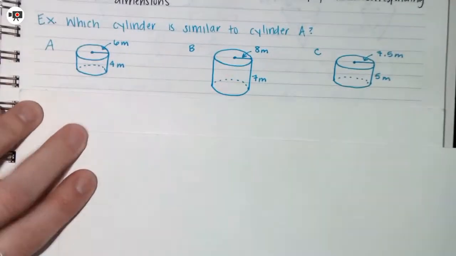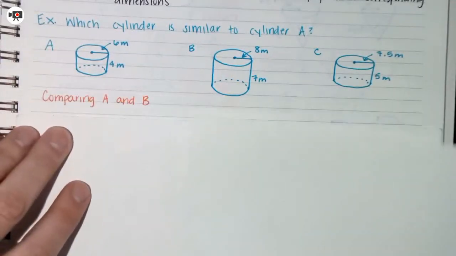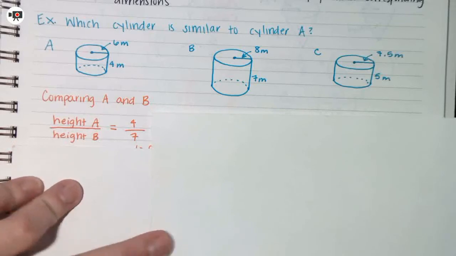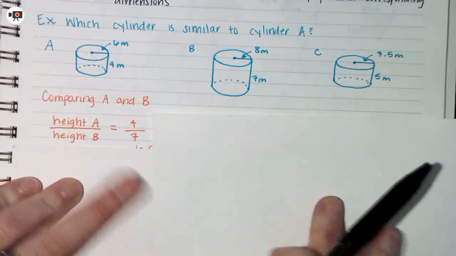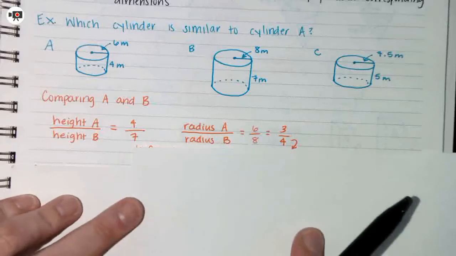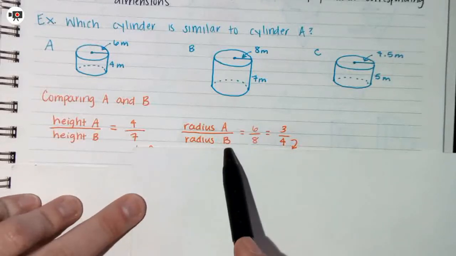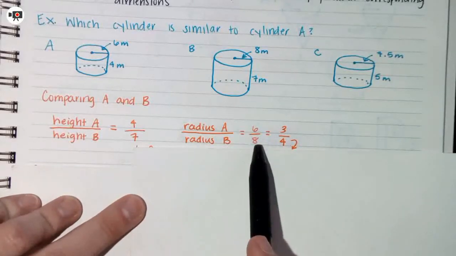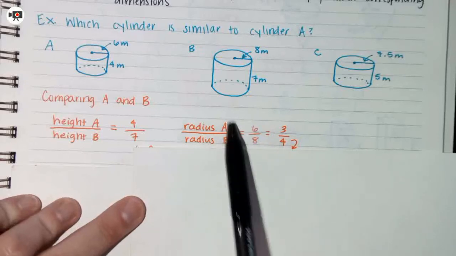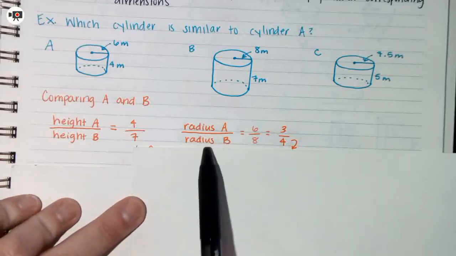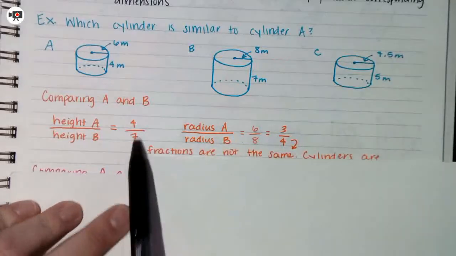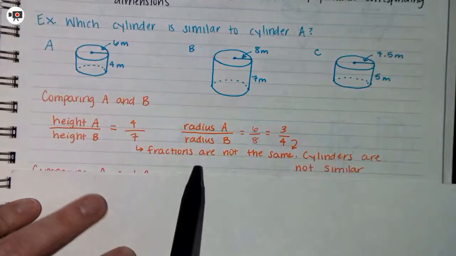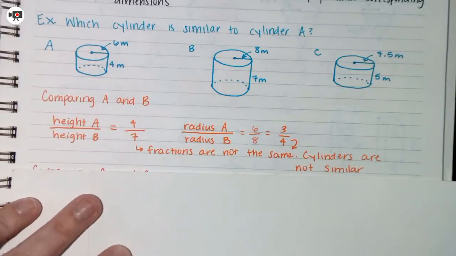To do that, I'm going to set up some proportions comparing A and B. So I'm going to put the height of A over the height of B. So that's 4 over 7. Then I have the radius of A over the radius of B, which is 6 over 8. So these are their corresponding parts, the parts that match, radius to radius, height to height, and so on. So these two fractions are not the same, so the cylinders are not similar.